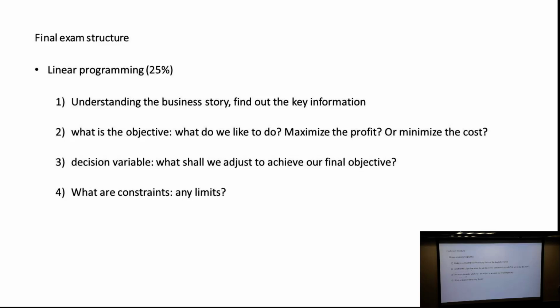And you have to know what your decision variables are. And maybe you will see a lot of things, objects, and products in the questions, but you have to find out what are the crucial decision variables, maybe one or maybe two. And also, you have to find out the constraints. Is there any limits? So how much time you have, how much money you have, how many raw materials you have. So basically, this is something you have to identify from a question, from a business story.